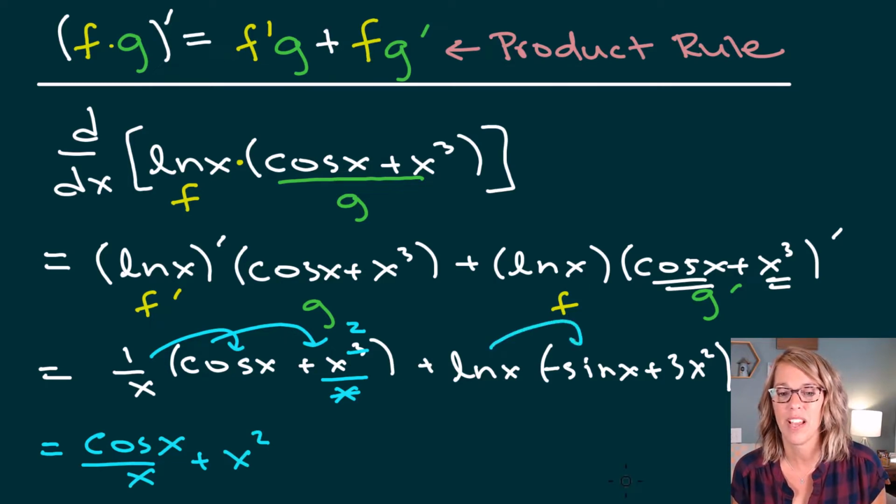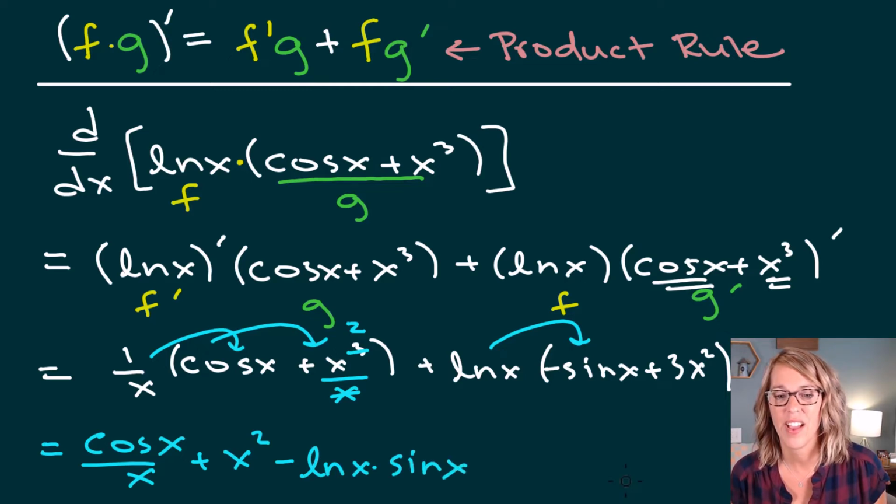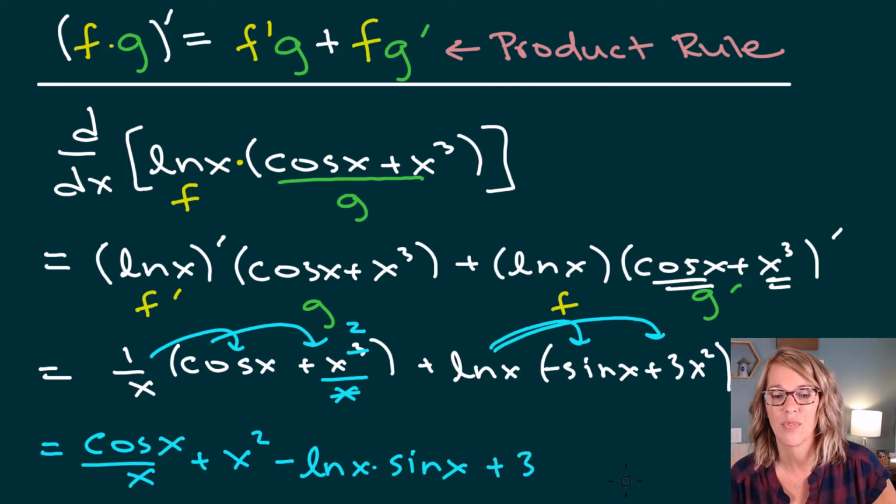Similarly, I'm going to multiply the natural log through. Natural log times negative sine x. So that's going to be negative natural log x times sine x. And then finally, not a lot to do here, but it's nice to write the polynomial in front of the natural log. So I'm going to write this as plus 3x squared times the natural log of x, and we've got our answer.